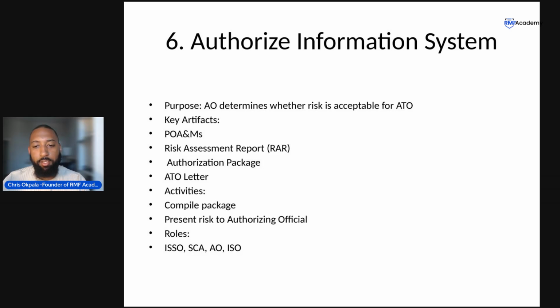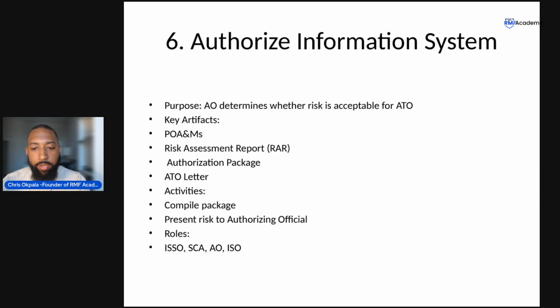Okay, step 6 is authorize. Authorized is when the system is authorized to run within that government environment or federal environment or things like that. So that's the main thing with this authorize phase. The AO determines whether the risk is accepted for an ATO.